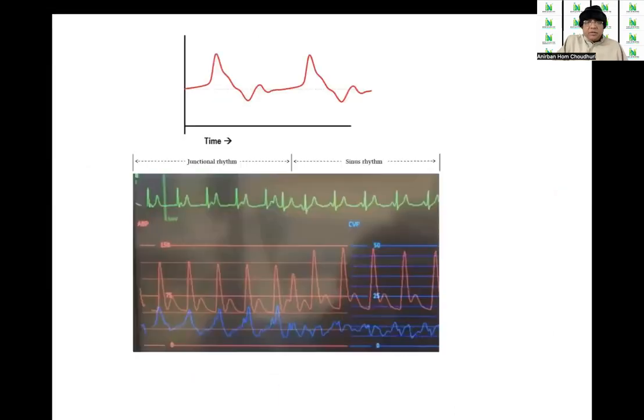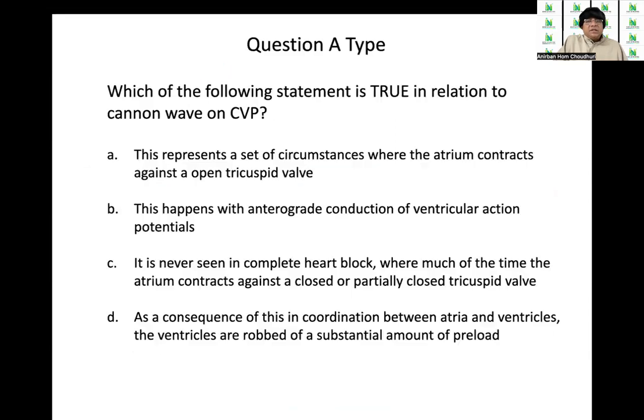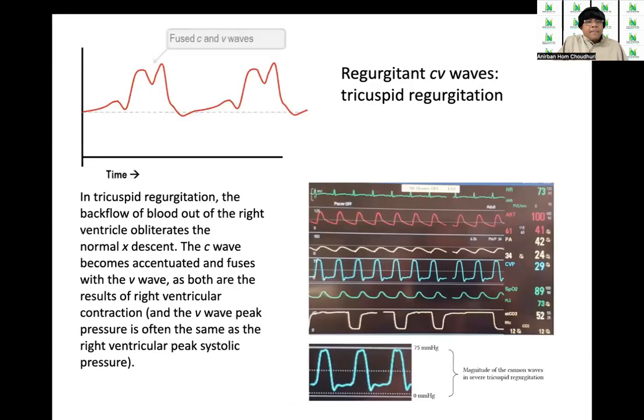Now, in this case, because of regurgitation, the same thing is not occurring. And as a result, the right ventricle obliterates this. The C wave becomes accentuated and fuses with the V wave, as both are the results of high ventricular contraction. And the V wave peak pressure is often the same as that of the right ventricular peak systolic pressure.